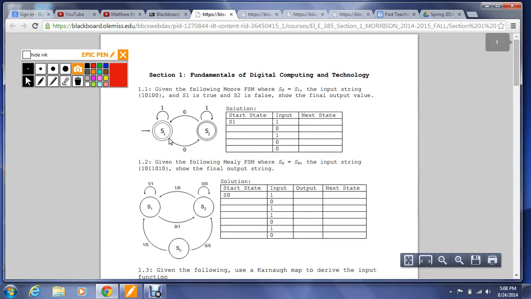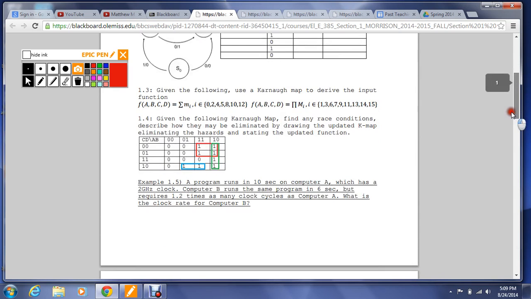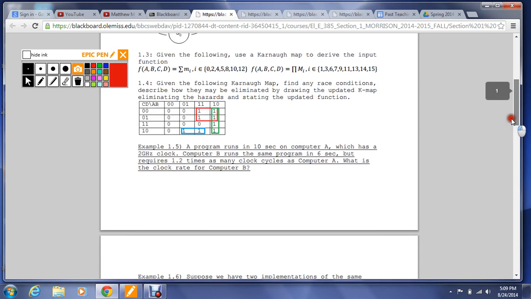So here, given this is a review, given the following Moore finite state machine where state 0 is S1 here, the input string, which is this, and where S1 is true and S2 is false, show the final output value. So we're going to traverse this and give the result. I do these problems in class, so you'll be going through this. A typical assignment would be topical guide objective 1 through topical guide objective 14 and example questions 4.1 through 4.4 or whatever, depending on what we cover in class that particular day.